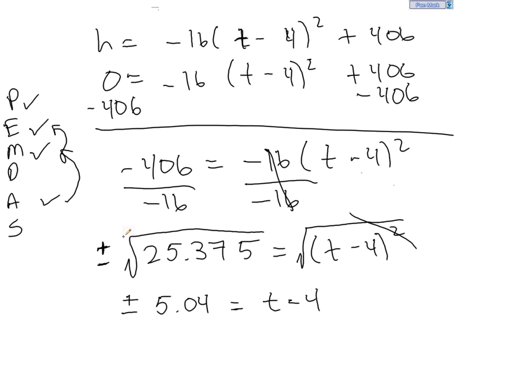Okay, so what do I do now? Because when I add the 4 to both sides, that's the last step, because what I did in the parentheses was subtract. So to get rid of that 4, now I'm just going to add it away. Okay, so I'll add it to both sides. But now the 5.04 could be positive or it could be negative. So which one do I use in order to find t?